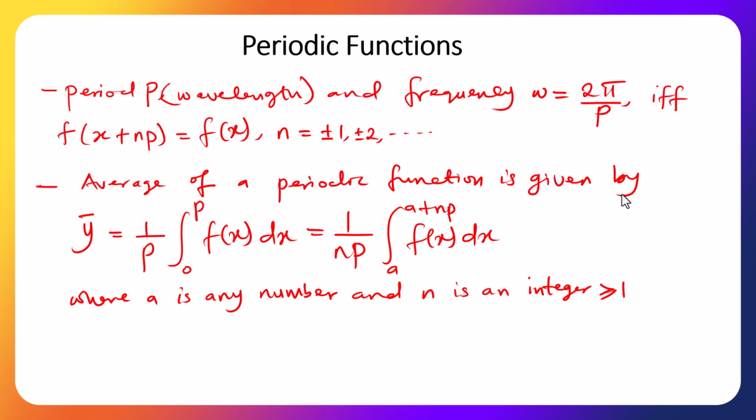This condition is satisfied in both the positive and negative x-axis, and the average of a periodic function is given by y bar equals 1 over p, the integral from 0 to p of f of x dx, which is equal to 1 over np, the integral from a to a plus np of f of x dx, where a is any number and n is an integer greater than or equal to 1.